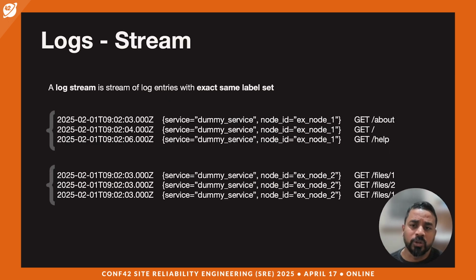One of the core concepts in Loki is the log stream. A log stream is simply a collection of log entries that share the exact same label set. This means that the logs generated from the same application on the same server with the same metadata are grouped together. For example, let's look at these log entries. Logs from dummy service running on example node 1 form one stream, and logs from dummy service running on example node 2 form a different stream. By structuring logs this way, we ensure that the logs remain organized, queryable, and scalable without the overhead of full text indexing.